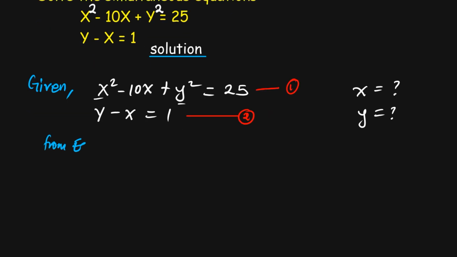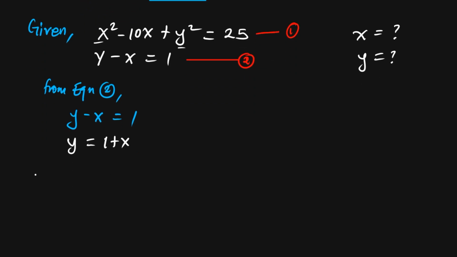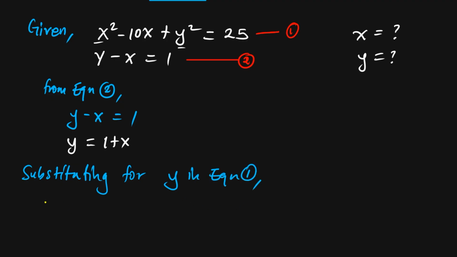From equation 2, y minus x equals 1. Let's make y the subject of the formula. This becomes y equals 1 plus x. Let's substitute for y in equation 1. This will become x squared minus 10x plus, instead of y squared you will have (1 plus x) squared, which equals 25.